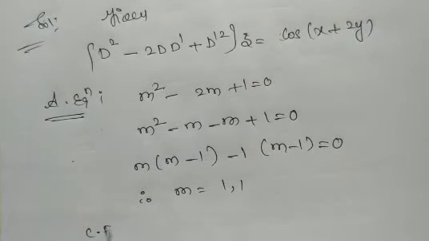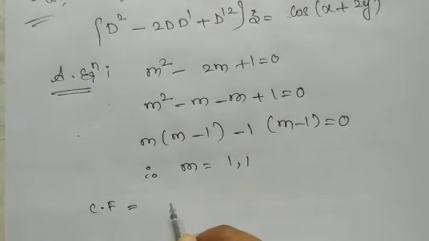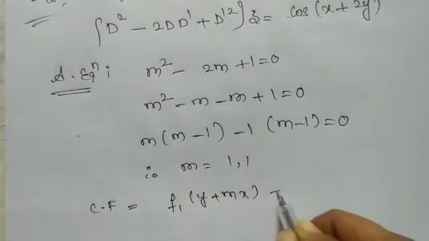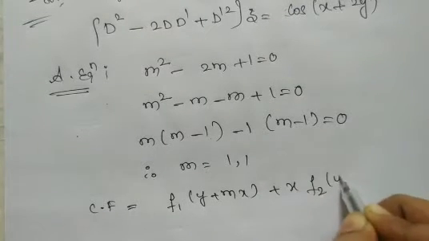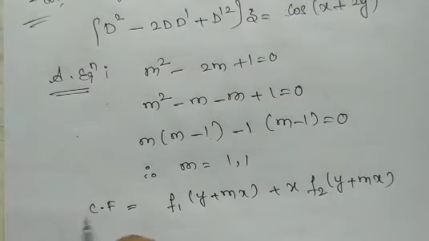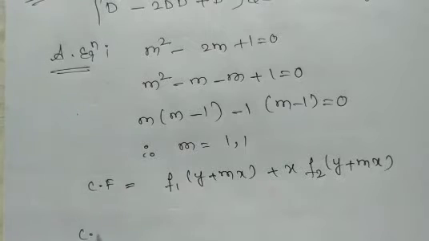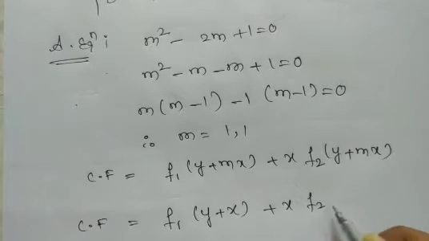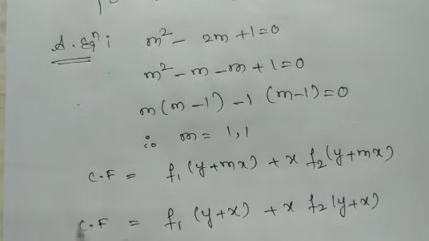The formula for the complementary function is f1 of (y plus mx) plus x into f2 of (y plus mx). Here the m value is 1. So our required complementary function is f1 of (y plus x) plus x into f2 of (y plus x).